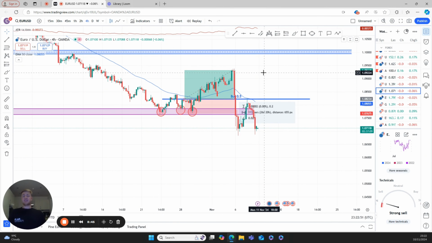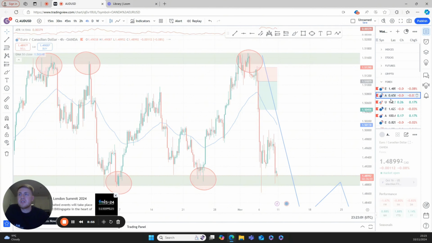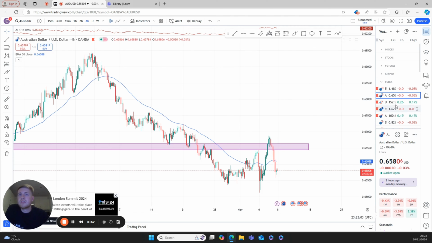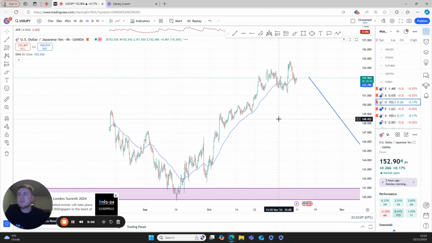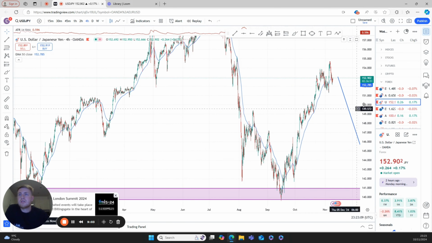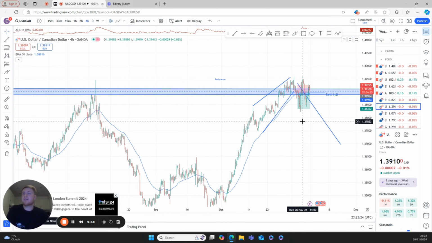Then the next one we had was not that one. That's a different trade. Not that one. Not that one. We'll get there in a second. So here was the second trade I took.